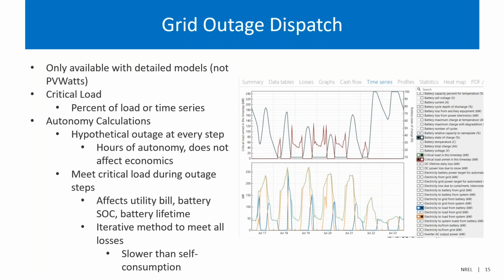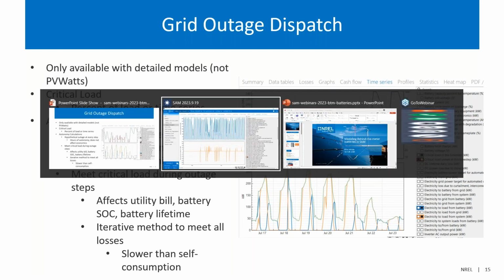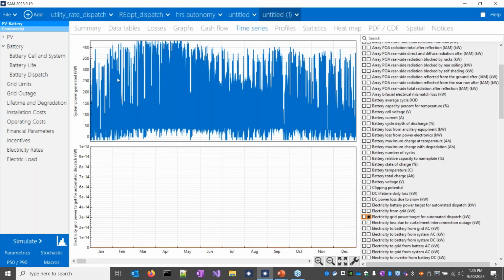This is using an iterative dispatch model that we refer to as grid outage dispatch. It is basically just a self-consumption model, but it has very detailed loss accounting. One of the issues that we can see is that as the power flowing through the inverter changes, the inverter efficiency changes. So this is going to iterate through each step multiple times in order to make sure that it meets all of those losses exactly. So it's a little bit slower to run than the self-consumption model, which is why we provide both. But we do want to demonstrate this for you, so you all know that SAM can do critical load analysis.